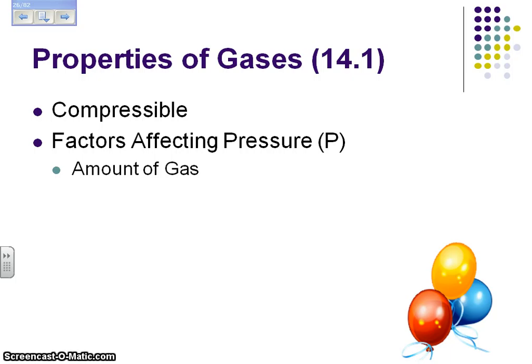We represent the amount of gas by the variable N. N stands for moles. So N is a measure of the amount of gas that we will have. Another way that we measure gas is with volume. We can measure how much gas we have in terms of liters or milliliters, one of our metric units of measuring volume.